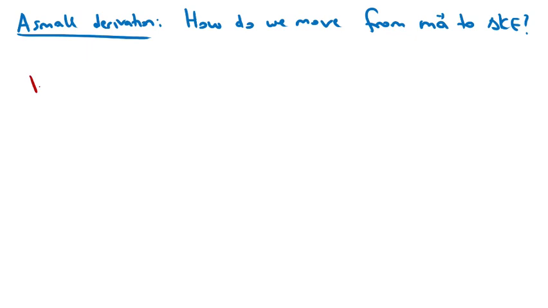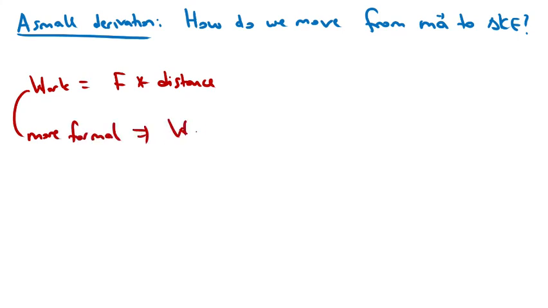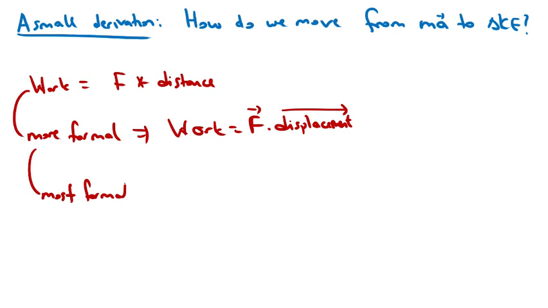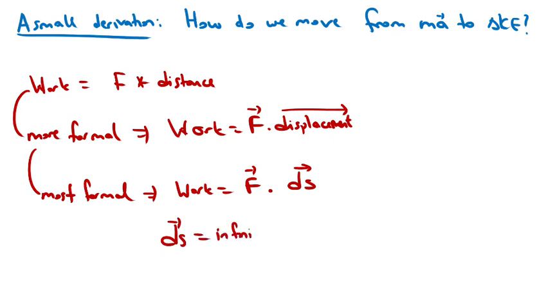The first thing is that the work is equal to the force times distance. But a more formal, more scientific way is that the work is the force dot product with the displacement, and this is also a vector. And the most formal is that the work is the force dotted with ds, where ds is the infinitesimal displacement.